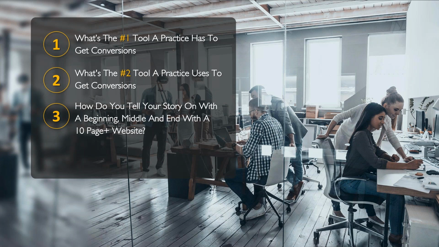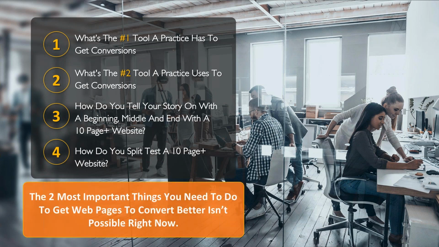That 8-second clock starts over, and you have the chance of losing them anytime they switch. And also, it's hard to split test a 10-plus page website because you don't know what page they're going to be spending the most time on. So the 2 most important things you need to do to get pages to convert better aren't really possible right now with a website the way it stands.